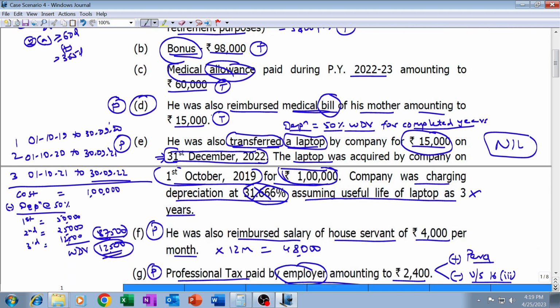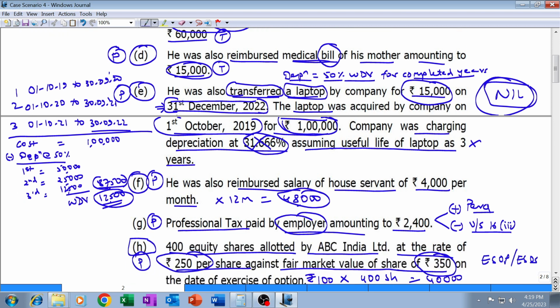D is perquisite, value is 15,000. E is perquisite but value is nil, laptop. F is also perquisite, taxable value is 48,000. So 15,000 plus nil plus 48,000 plus point number G is also perquisite, taxable value will be 2,400, and H point ESOP is also perquisite, taxable value is 40,000. So let's just mark them down.